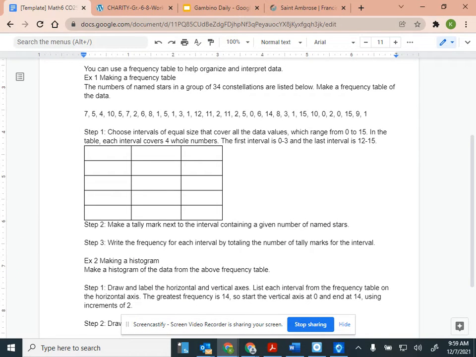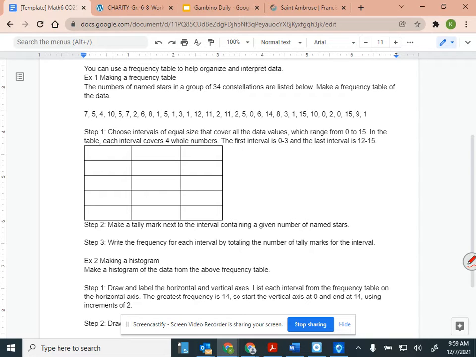So let's say the numbers of named stars in a group of 34 constellations are listed below. Make a frequency table of the data. So the first thing we're going to do is decide what our intervals are going to be. So when we're skip counting going up that vertical axis, what are those intervals going to be? What should we skip count by? So we can look at our numbers, and I'm just going to help us out with this.